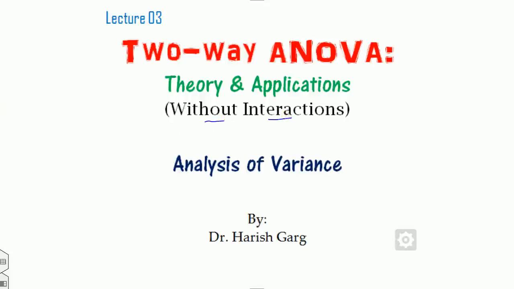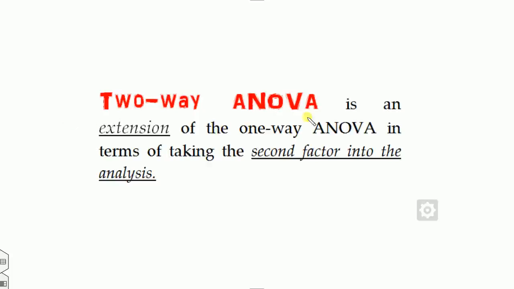So first of all, what is the two-way ANOVA? Two-way ANOVA is nothing but the extension of the one-way ANOVA by just considering the second factor in the analysis. If you remember, and I hope you have seen the last two videos on the one-way ANOVA. If you haven't seen that, I request you to please go through the one-way ANOVA carefully so that you may be able to understand the two-way ANOVA.